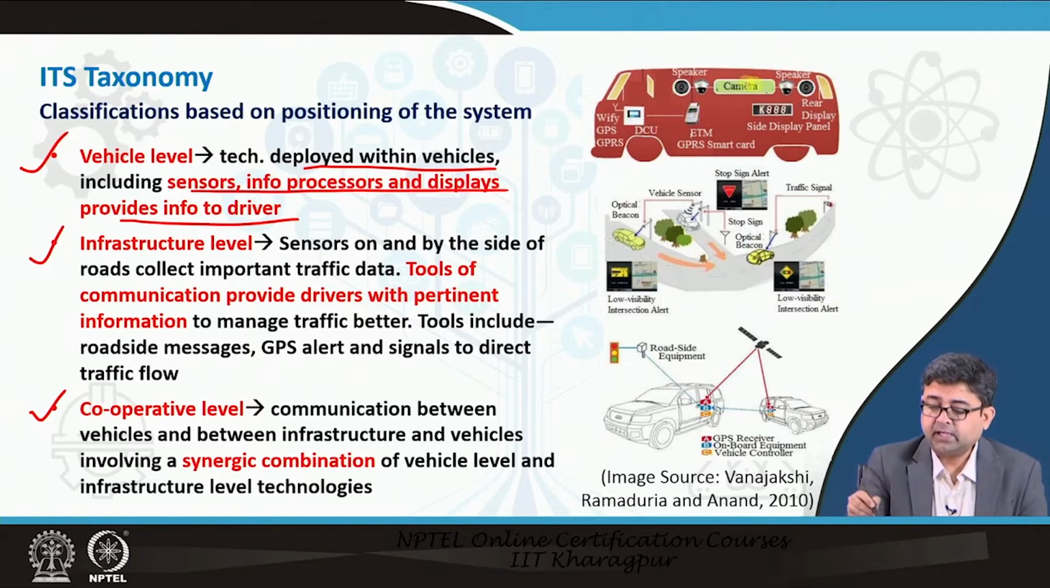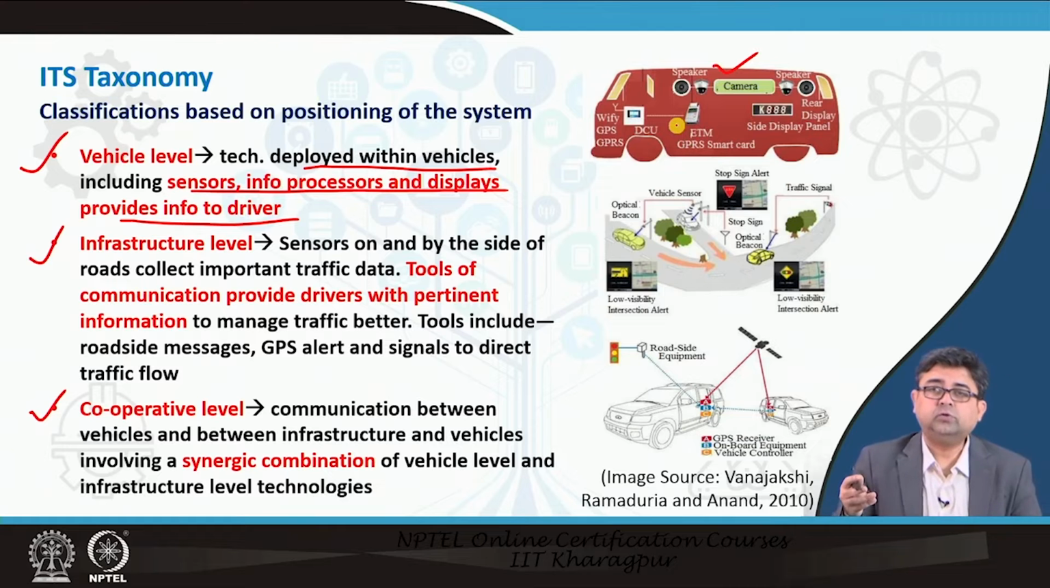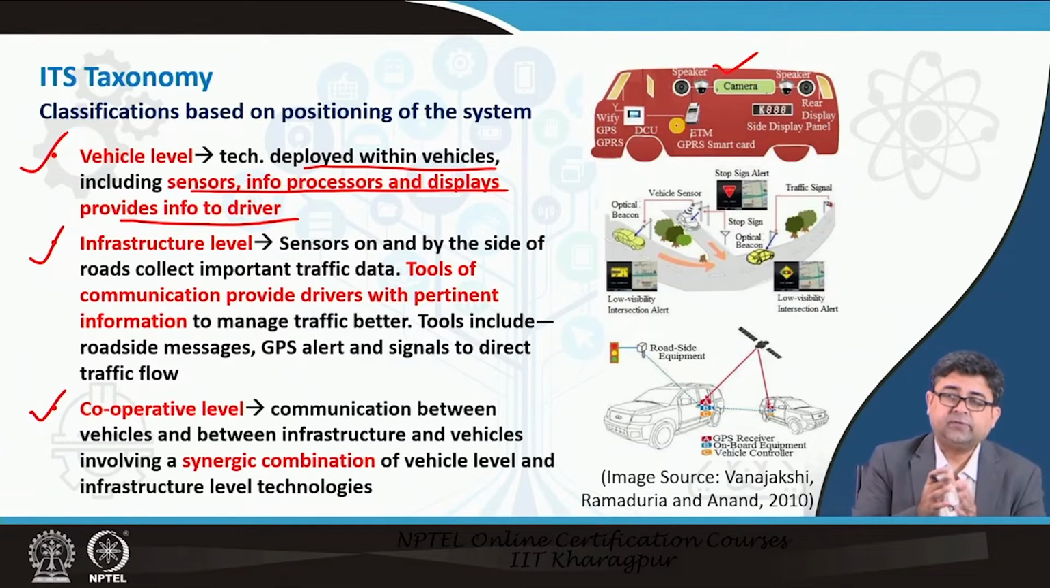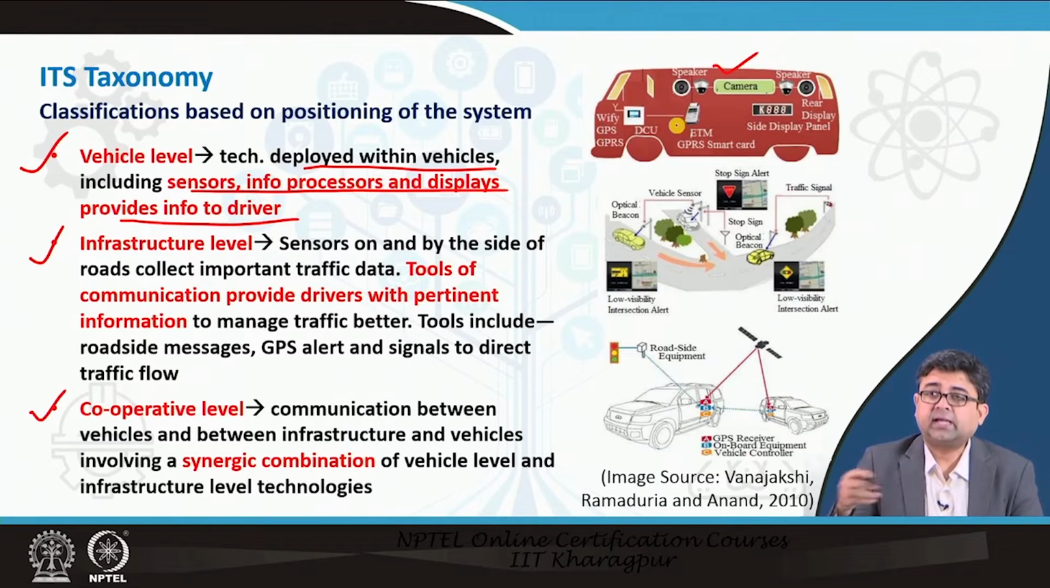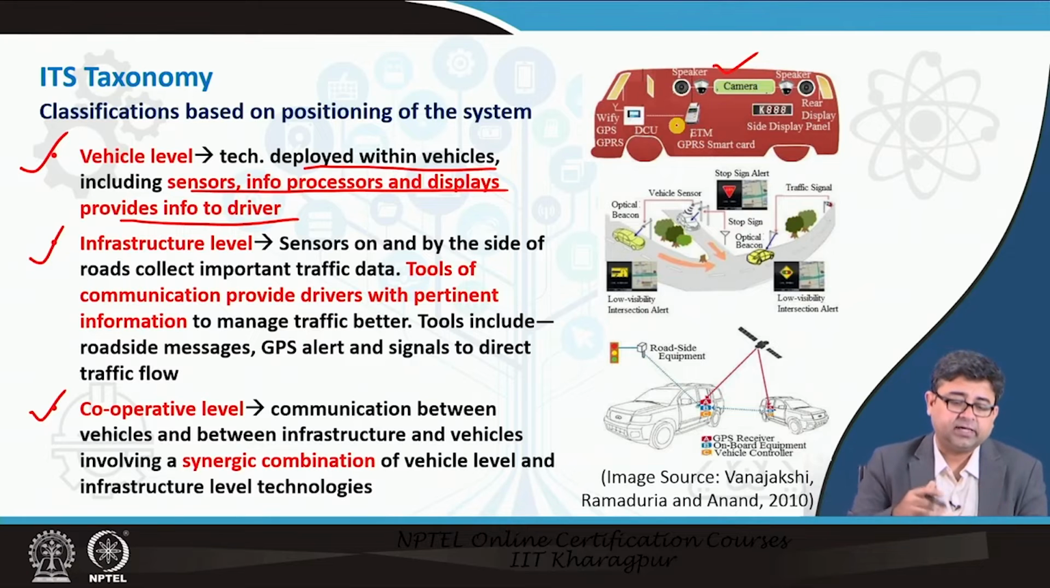So, there are various cameras that can be fitted within a vehicle. There could be sensors that allow the vehicle to not sway too much in the lane, left or right. There could be parking sensors. Many of the vehicles now, you would have seen, when you put a vehicle in reverse gear, have a camera at the back that allows you to see how much space is there, and you can then back into a parking space. All of those systems in the vehicle are the vehicle level classification of ITS devices.